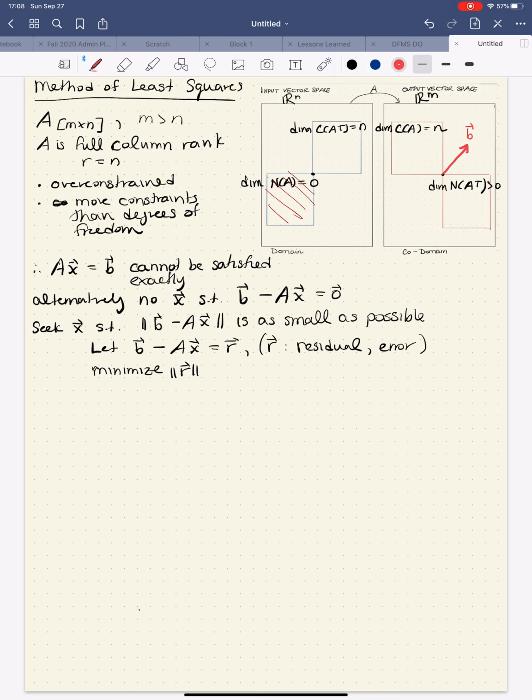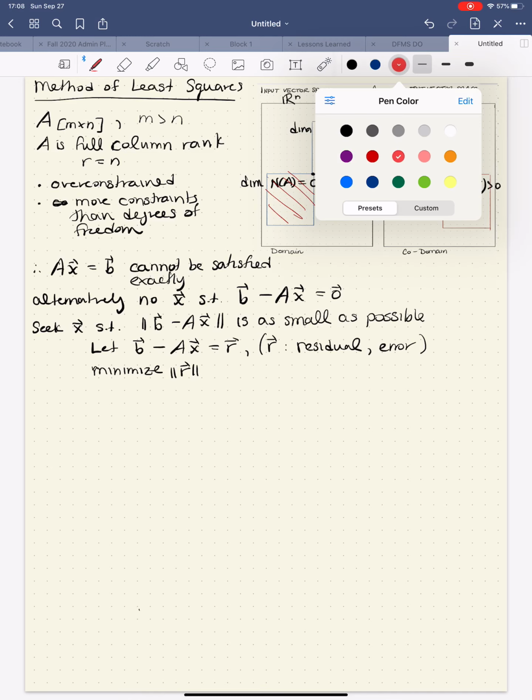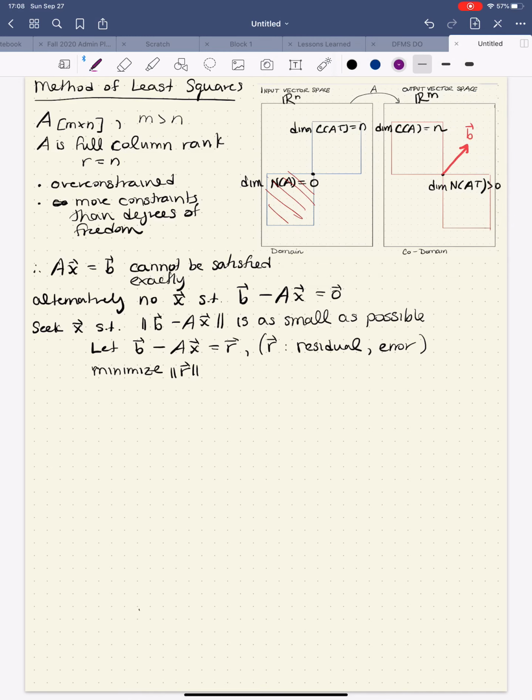Okay, and what you notice here is, remember that from lesson 16 we talked about orthogonality. So the vectors that live in the column space of A are orthogonal to all the vectors that are in the null space of A transpose. And what we can do is represent this vector b as its components, just like we've done in the past with x homogeneous and x particular.